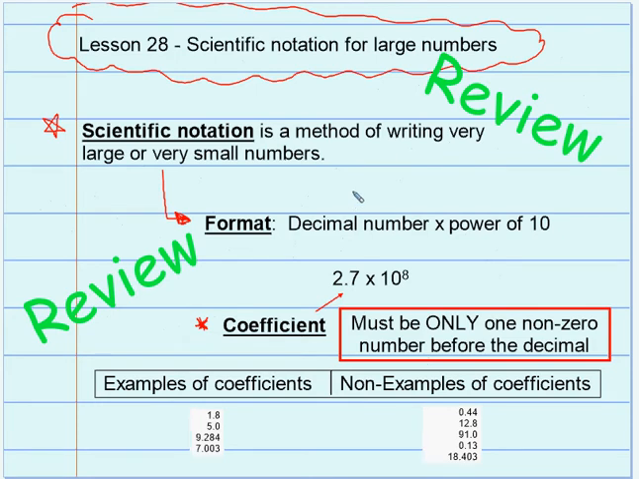Here's a review. Okay, you already did this back in lesson 28. This was scientific notation for large numbers. And today we're going to talk about small numbers, but I just want to point out a couple things. Scientific notation is still the way that we can write very large or very small numbers, which we're going to do today. The format is a decimal number times the power of 10, and you have to have a coefficient that is only one non-zero number before the decimal, and then times the power of 10. Okay, so remember that that's what we still need to do.